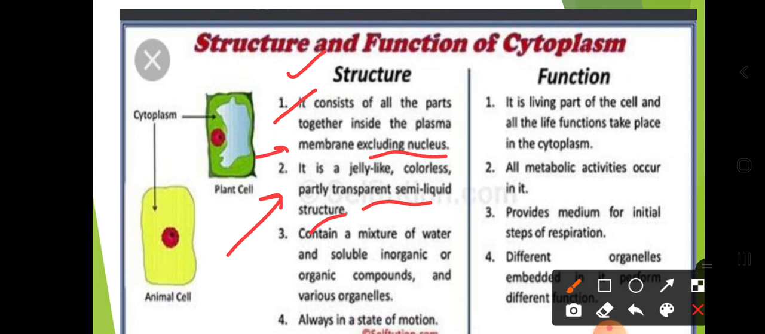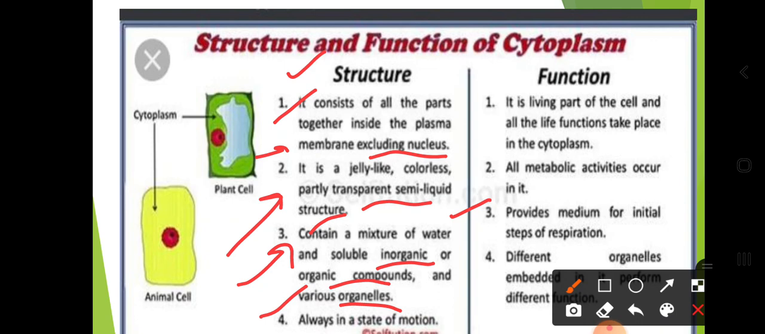What is the color of this cytoplasm? It is a jelly-like colorless substance. It is not fully transparent, it is partially transparent. What are the main constituents of the cytoplasm? It contains a mixture of water and soluble inorganic or organic compounds with various organelles.